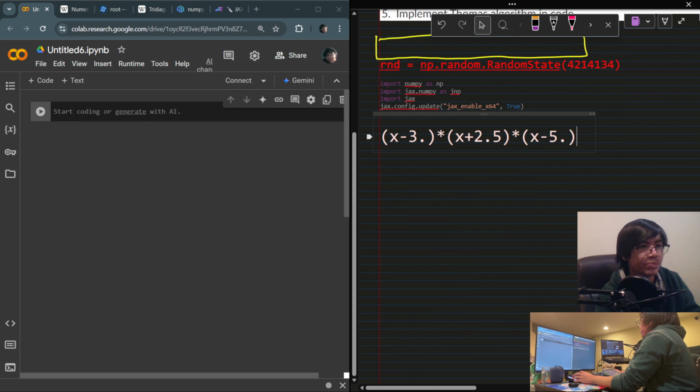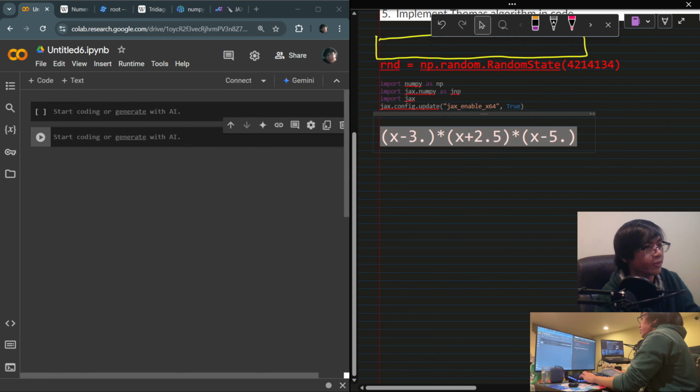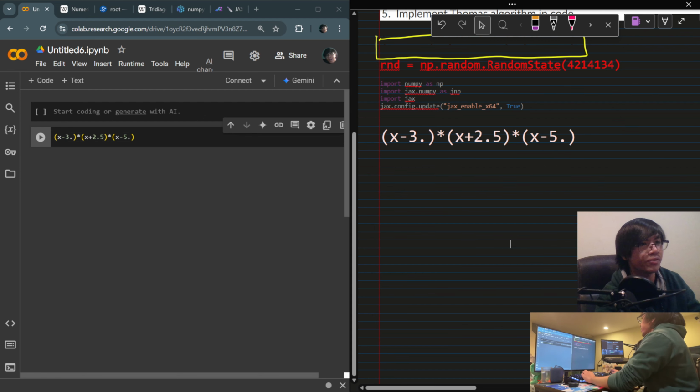I'm trying to copy over this polynomial since that's our function. Oh, will it not let me copy it again? Oh, that's sad. Okay, I'll just type it out. x minus 3, so a root at 3. And we have the decimal points to ensure it's a float, so Python doesn't treat it as an integer. Then another root at negative 2.5. This is just an example problem. You can use any problem. And then x, a root at 5. All right, so that's our function.